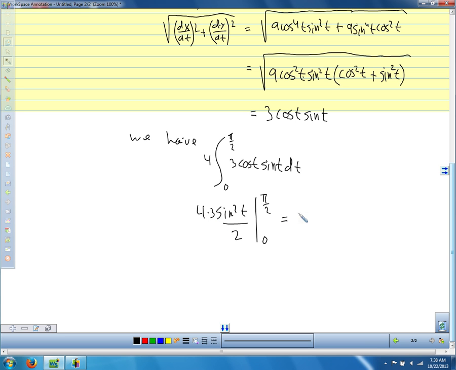And we end up with 6 units. So this integral evaluates to 6 units. So the arc length of that asteroid is 6 units.